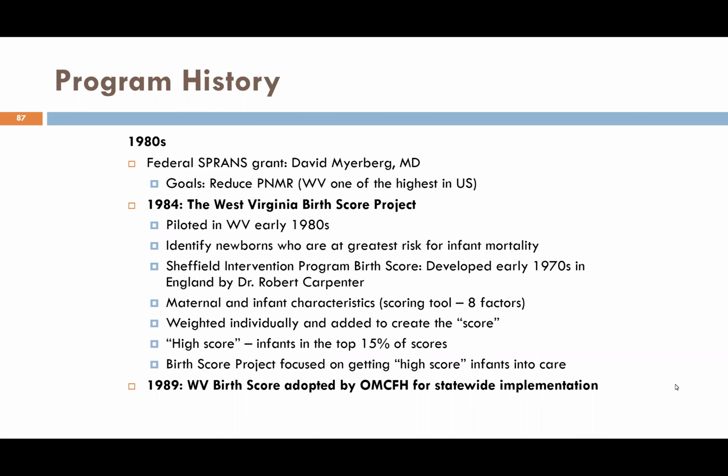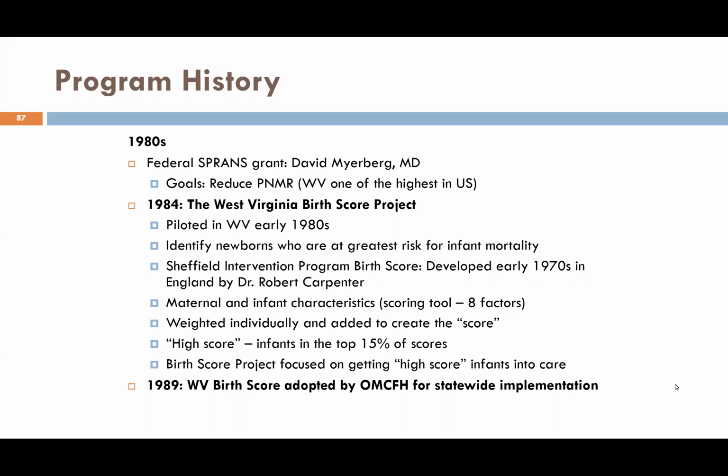So this actually all started in the 80s. One of our faculty members here, Dr. David Meyerberg, who is a neonatologist, really wanted to put a dent in reducing post-neonatal mortality rates. At the time, West Virginia was one of the highest. He went to England and noticed that they were using a scoring system that a Dr. Robert Carpenter developed, called the Sheffield score. He brought that back with him to West Virginia and created what he coined the birth score. Essentially, there were 8 factors of maternal and infant characteristics that contributed to the score. Over the years, it gained a foothold in the state, and then in 1989, it was officially adopted by the Office of Maternal and Child Family Health for statewide implementation.